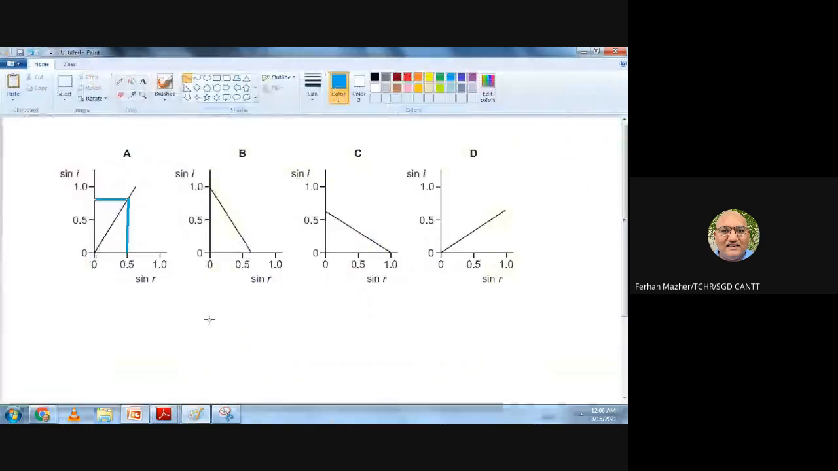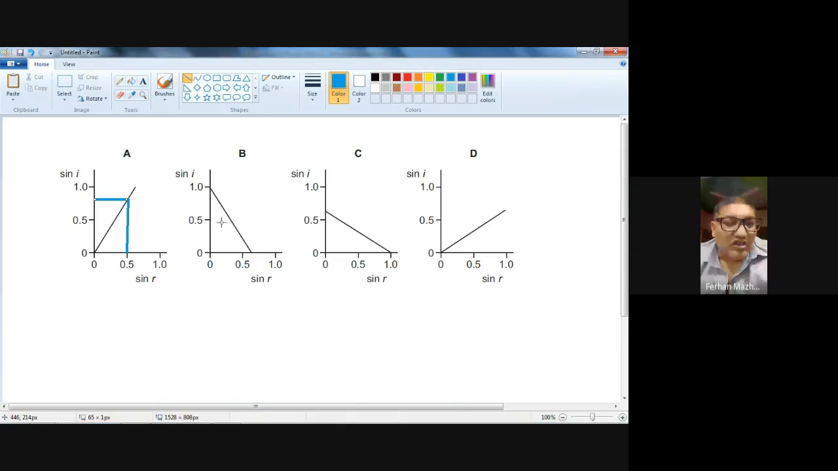Now, the next thing, this is not the answer. It's not the possible answer. The B cannot be the answer. Why? Because the line is coming downward. So this slope will be negative. So the refractive index cannot be negative. So B is not the option. C is also not the option because the slope here is negative. D can be the answer.